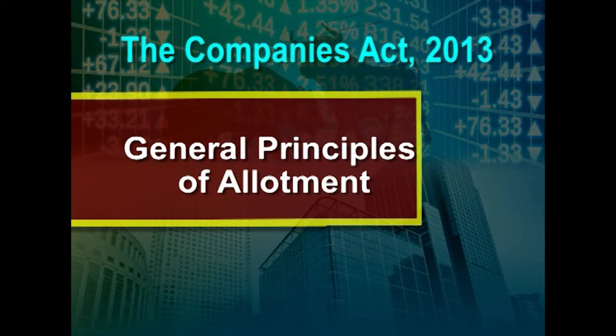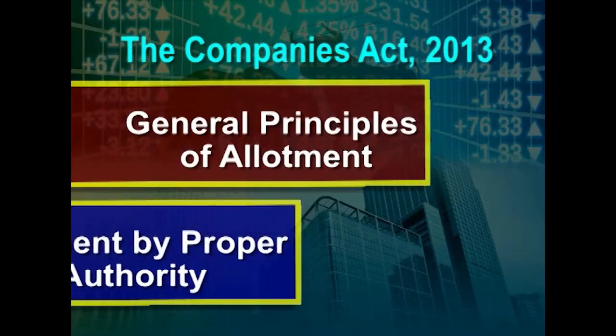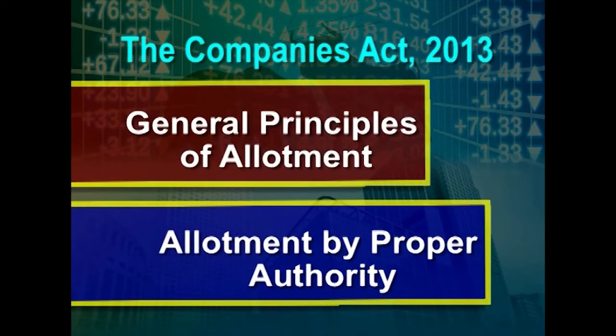General principles of allotment. In addition to the compliance of the statutory provisions regarding allotment of shares, the company is bound to abide by the following general principles of contract while making allotment. 1. Allotment by proper authority. An allotment must be made by a resolution of the Board of Directors. This duty cannot be delegated except in accordance with the provisions of the articles.